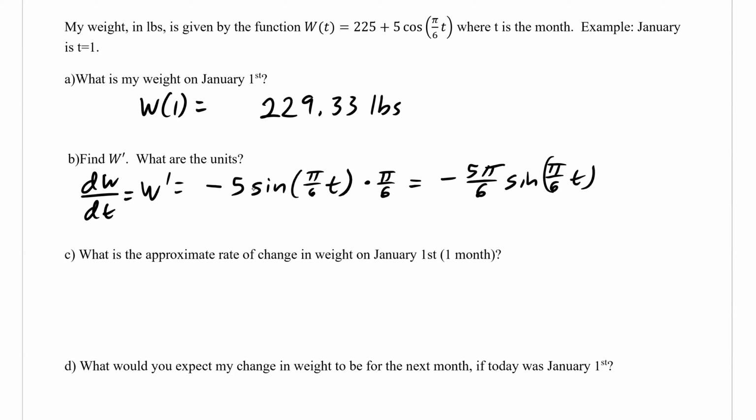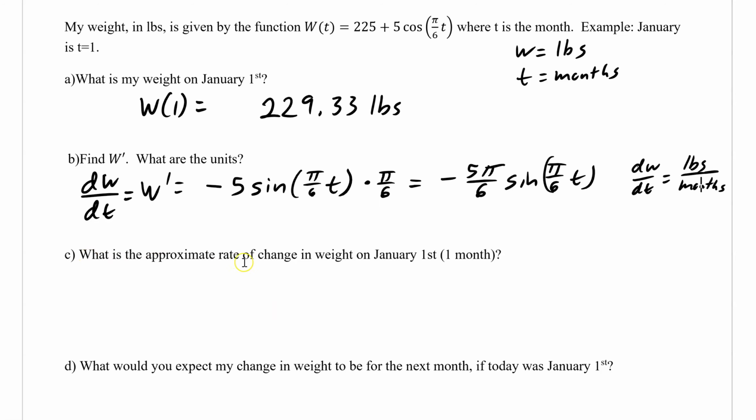Our units for W are in pounds, and our units for time are in months. So dW over dt is going to be the change in weight, pounds, over the change in time, months, so pounds per month.